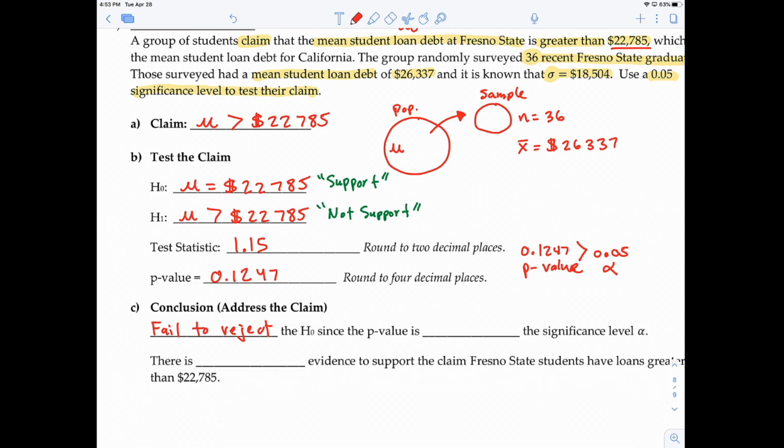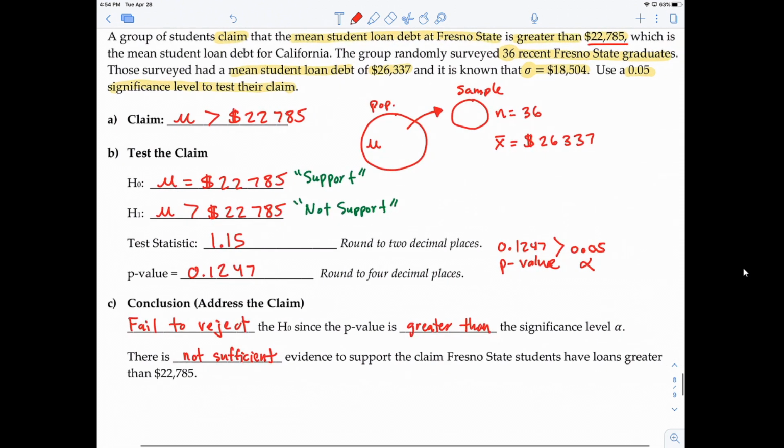So we fail to reject the null since the p-value is greater than the significance level alpha. And anytime we fail to reject the null, there is not sufficient evidence. This value wasn't low enough for us to say there's sufficient evidence. So there's not sufficient evidence to support the claim that Fresno State students have loans greater than 22,785. All right, hopefully that makes sense.